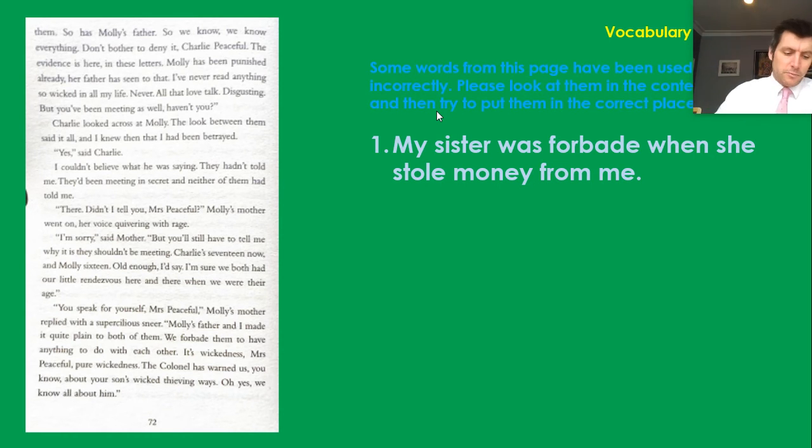So this is back to the idea of Bertha being that dog that was stolen, although in fact it was bought. Now here we've got the sentence, my sister was forbade when she stole money from me. Forbade doesn't sound quite right there. I need a different word. If somebody's stolen money from somebody, what might happen to them? See if I can have a look on page 72. What's the language that should be there instead of forbade?